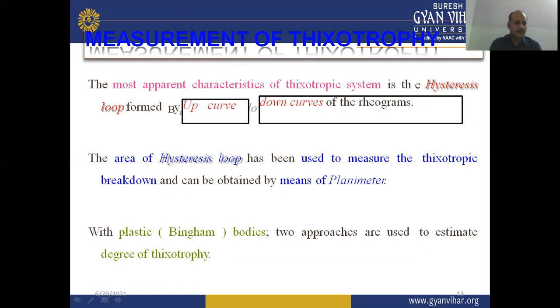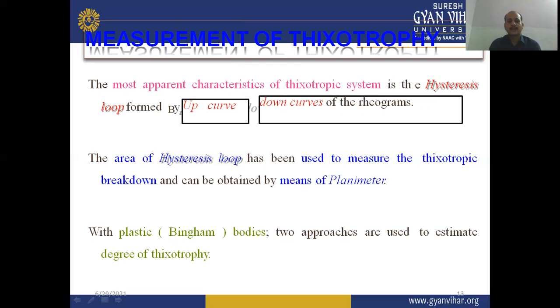The area of the hysteresis loop is used to measure the thixotropic breakdown and can be obtained by means of a planimeter. So, with the help of an apparatus known as a planimeter, we can measure the thixotropy of a particular substance. When we plot the rheogram, we can determine the area of this hysteresis loop, and it can be used to measure the thixotropic breakdown.